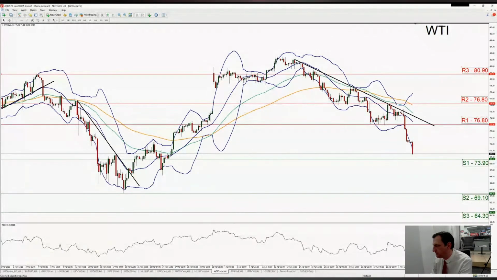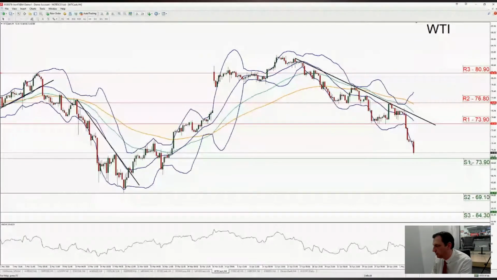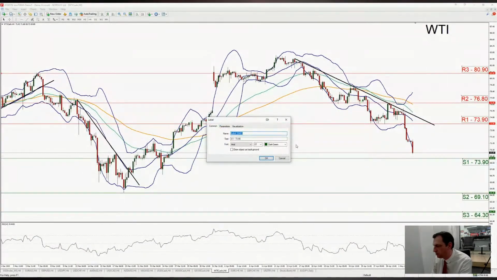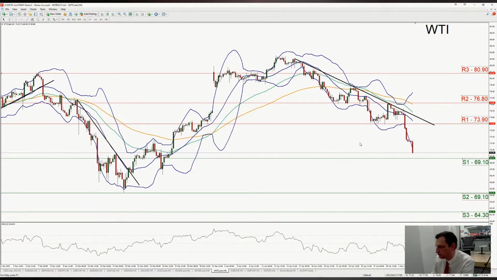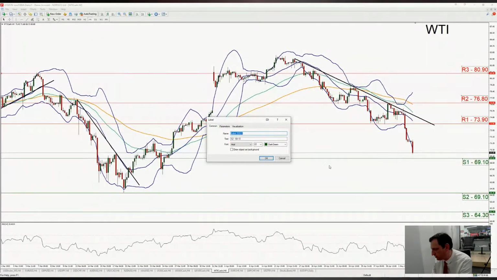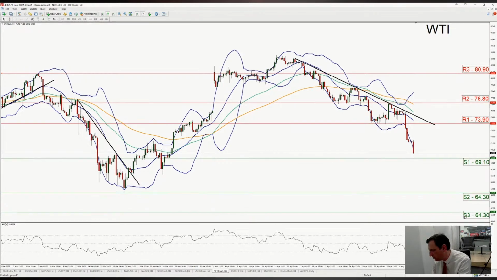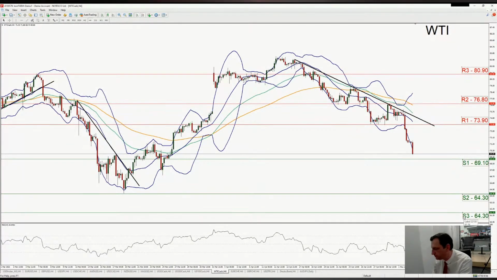The R1 at 73.90. The S1 at 69.10. The S2 at 64.30. The S3 at 61.50. 0.70.